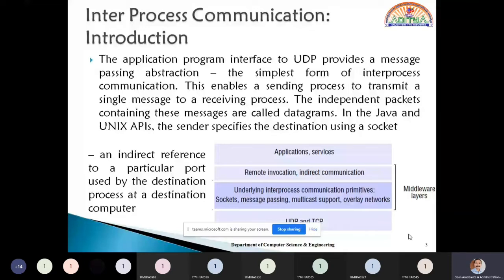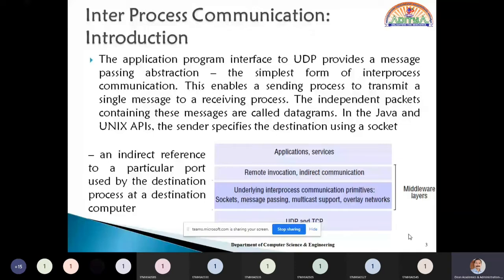It enables the sending process to transmit a message to a receiving process. In other words, the client will send a message to the server. The client process will send a message to the server process. In the process of communication, a set of independent packets containing these messages will be passed from sender to receiver, or client to server, which are called datagrams.